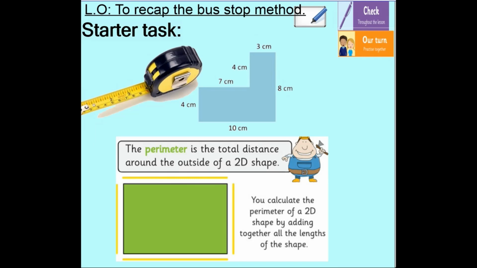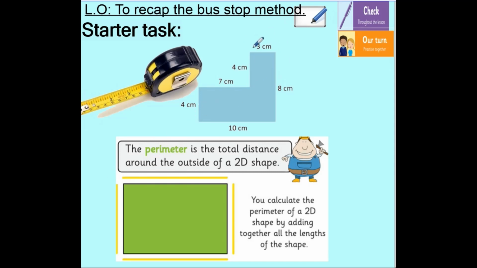A bit of a different starter task for you to have a go at today. I would like you to calculate the perimeter of your room, whichever room you're in. It might be your bedroom. You might want to calculate the perimeter of the smallest room in the house, for example. Now remember, the perimeter is the total distance around the outside of a shape.